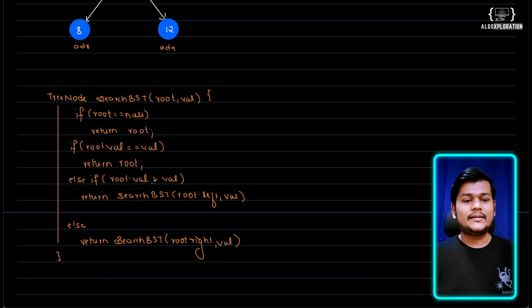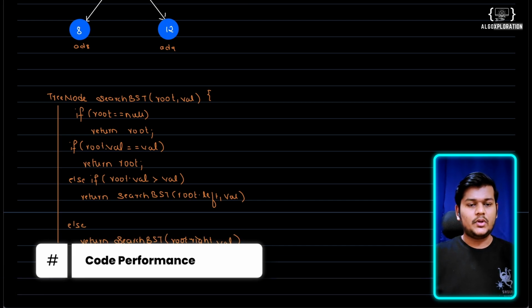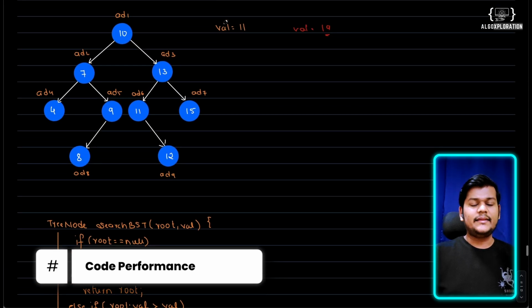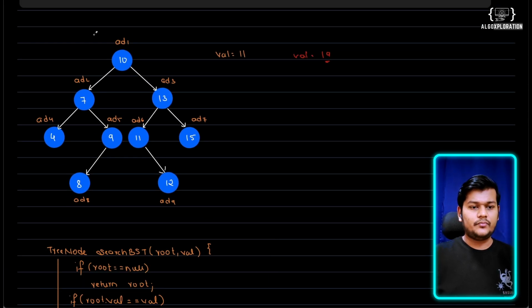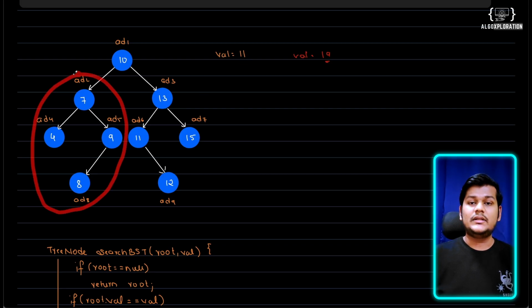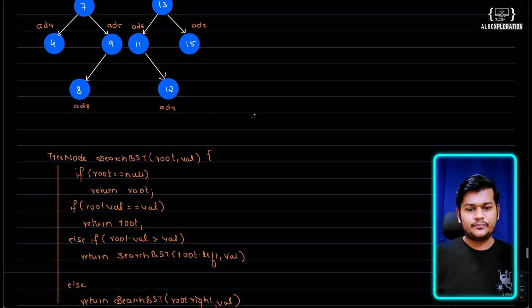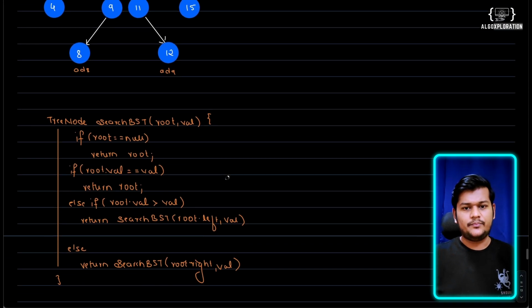Now, what will be the time complexity of this code? See, it's not like we are going through each and every node. We can see that since 11 was greater than 10, we have completely missed out this node. So if it is a balanced tree, that means most probably all the nodes have 2 children, then the time complexity will be log n. Same as binary search.